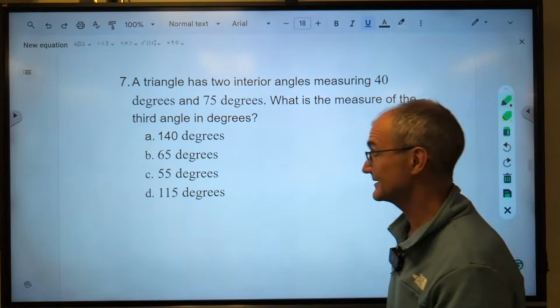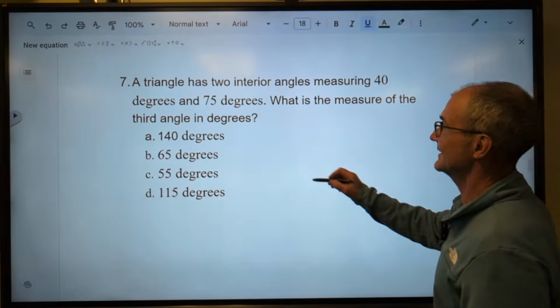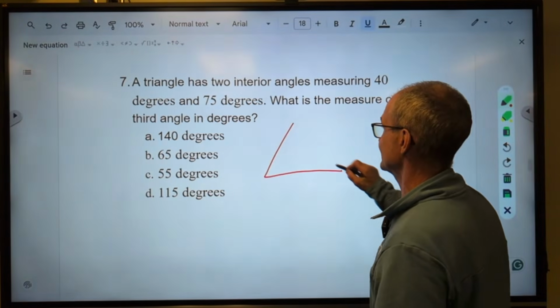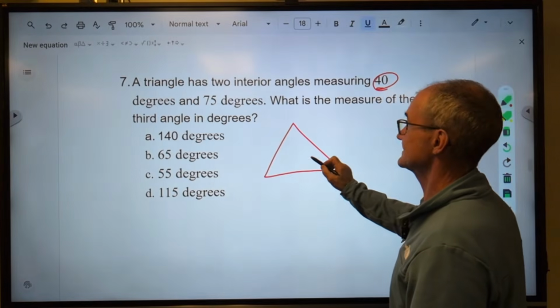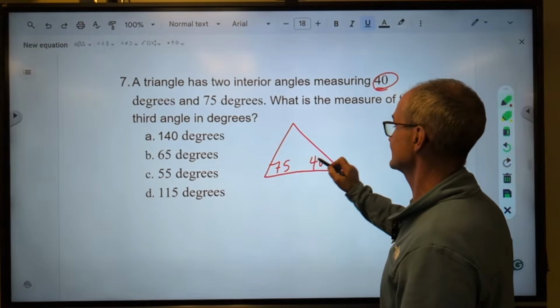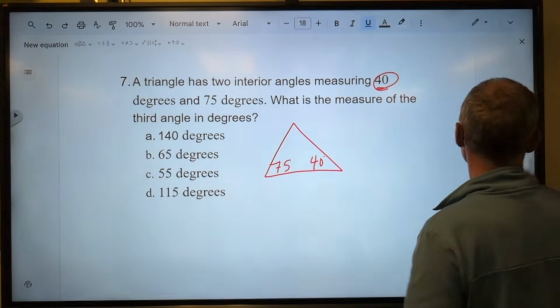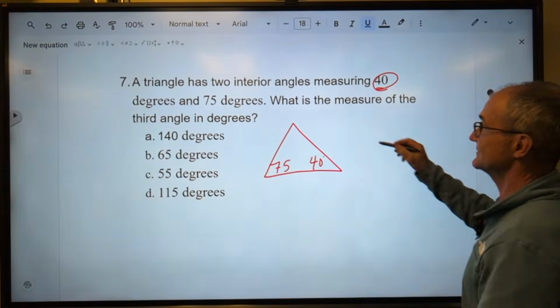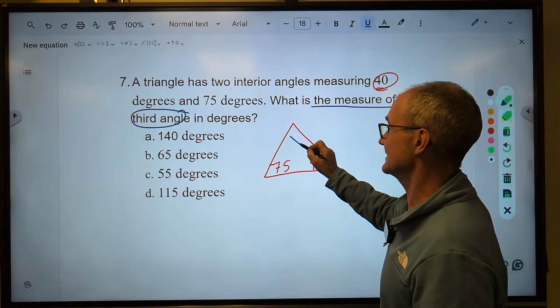All right, number 7, I'll go ahead and get started here. A triangle has 2 interior angles. I'm just going to draw any triangle. One of the angles is 40 degrees. One of the angles is 75 degrees. The little dots mean degrees. What is the measure of the third angle in degrees? So that's step 2, the measure of the third angle. So I'm looking for this right here.